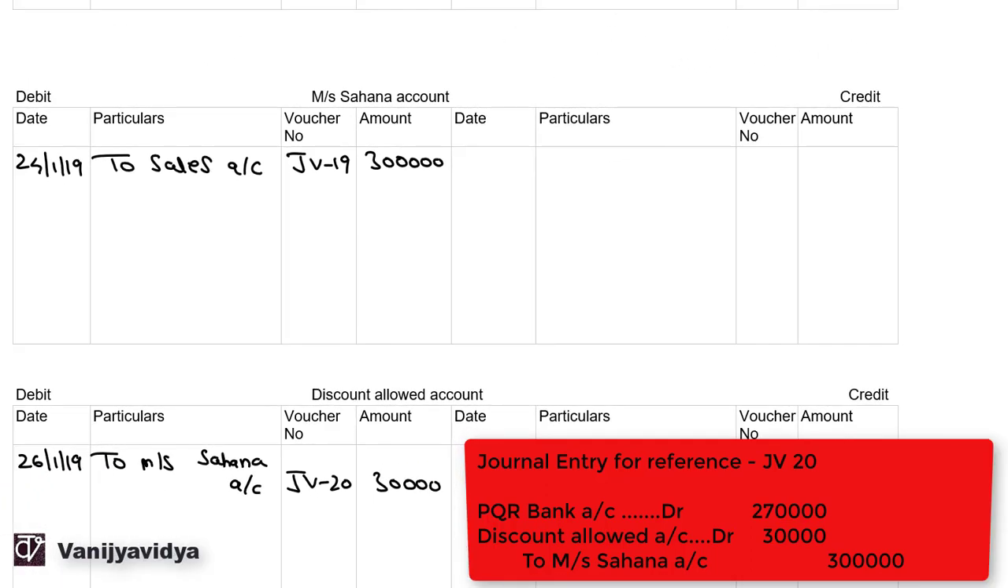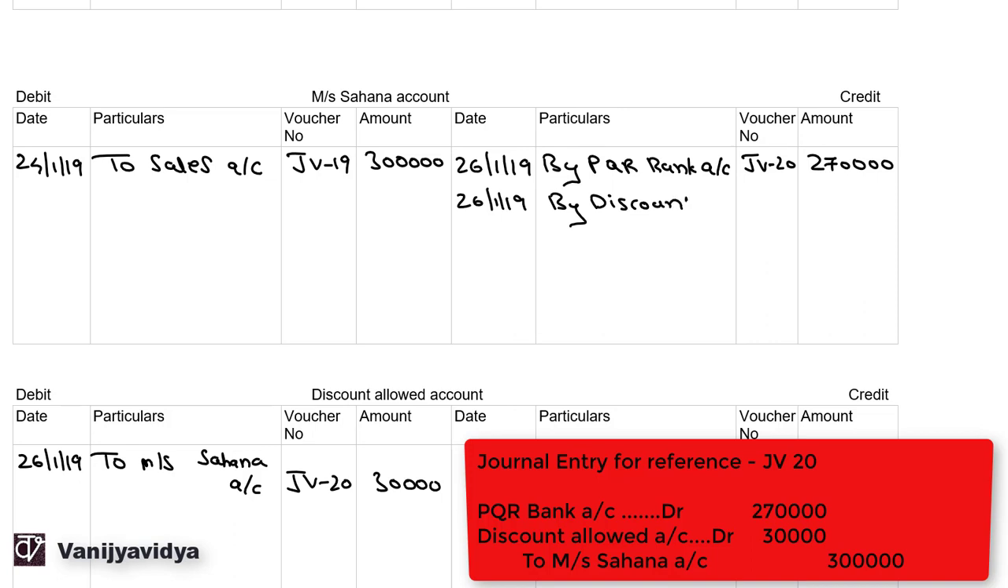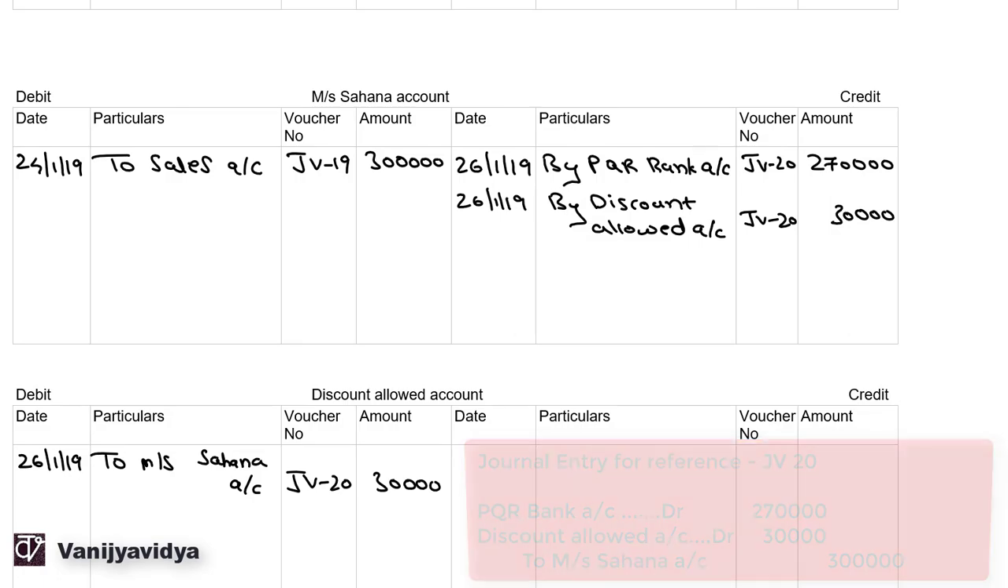On the credit side of Messrs Sahana account 26 Jan 2019 by PQR bank account JV20 2,70,000. 26 Jan 2019 by discount allowed account JV20 30,000. Now let's move on to the next journal entry.